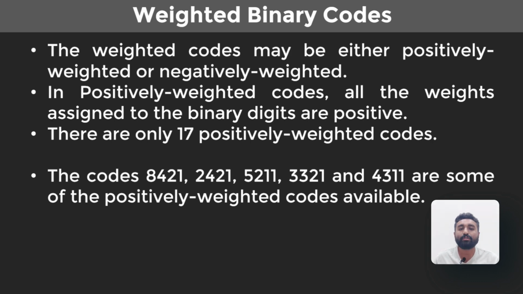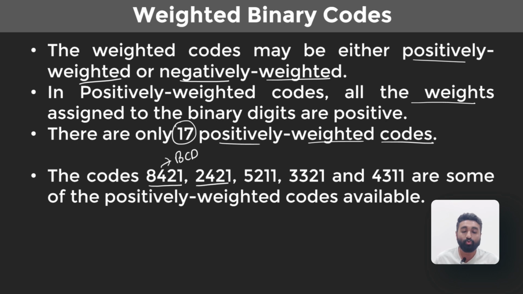Now let's see more. Weighted codes may be either positively weighted or negatively weighted. All the positively weighted codes will have positive weights only, and there are a total of 17 positively weighted codes. A few examples that we are going to take are 8421 code, which is also known as the BCD code, then 2421 code, 5211 code, 3321 code, 4311 code.